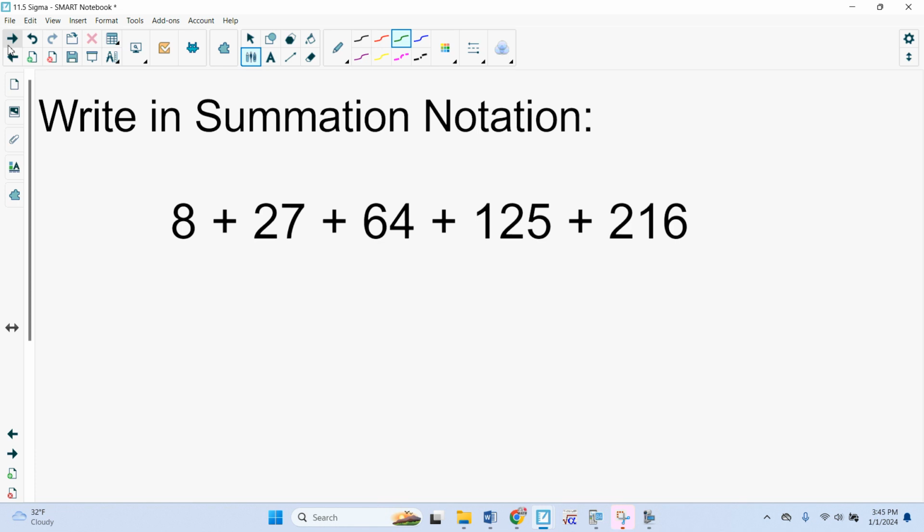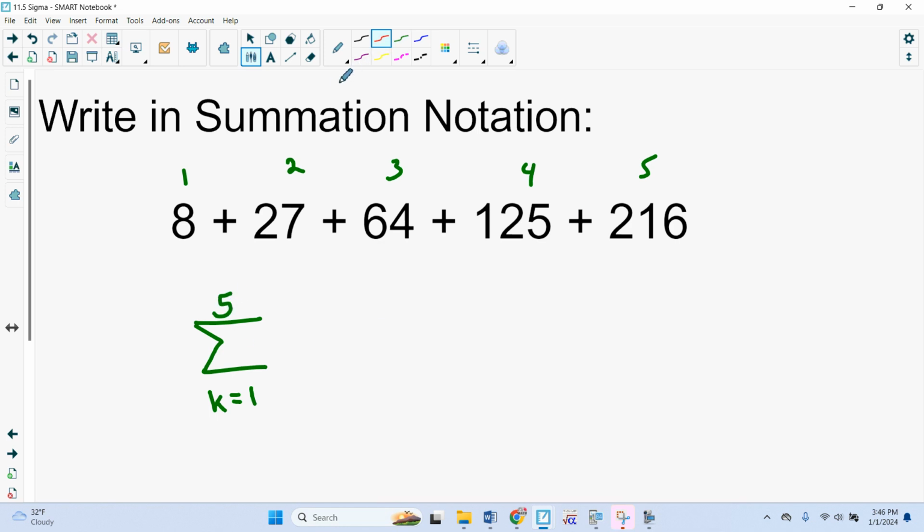Let's look at another one. Write in sigma notation 8, 27, 64, 125, 216. So to start off, I always start with k equals 1, and then this is 1, 2, 3, 4, 5. So we have 5 terms.